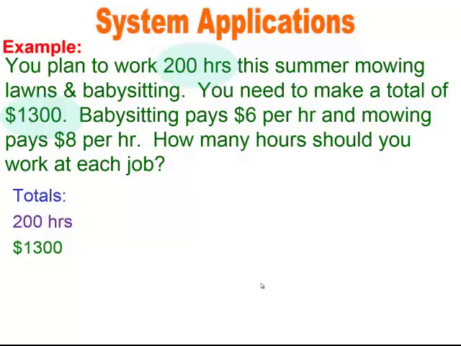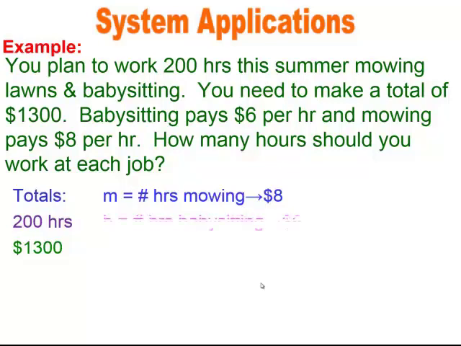Now, when I do the equations, I like to use variables that represent the wording, because when I do the solution, I want to know what I just solved for. So I like to use M. M is going to be my mowing lawns, or the hours for mowing lawns. And what I know about mowing lawns is that I get paid $8 an hour. And then I'm going to use B for my babysitting hours. So B represents the babysitting hours, and I know that I make $6 an hour for babysitting.